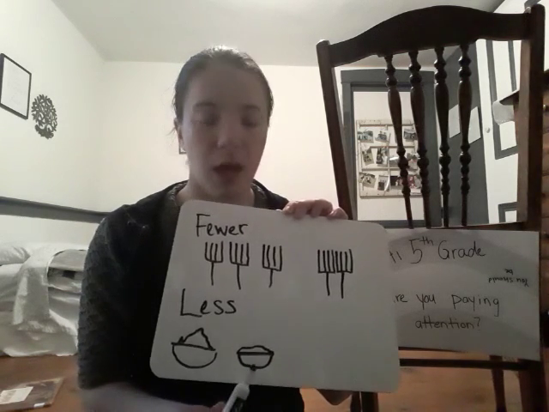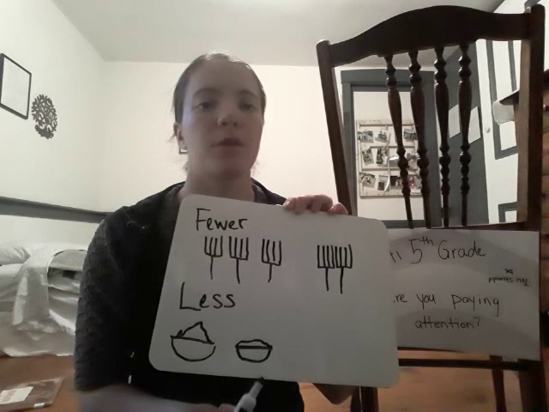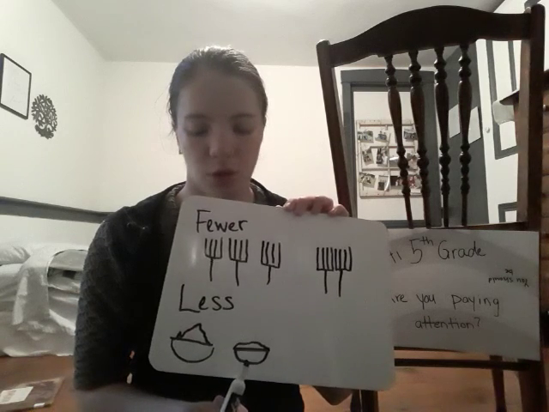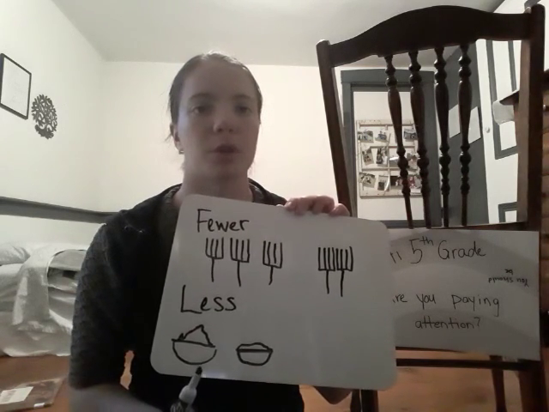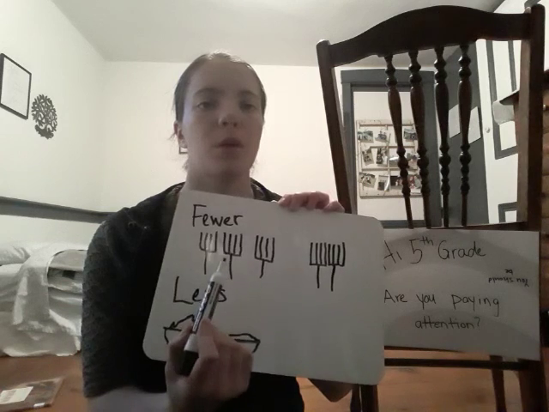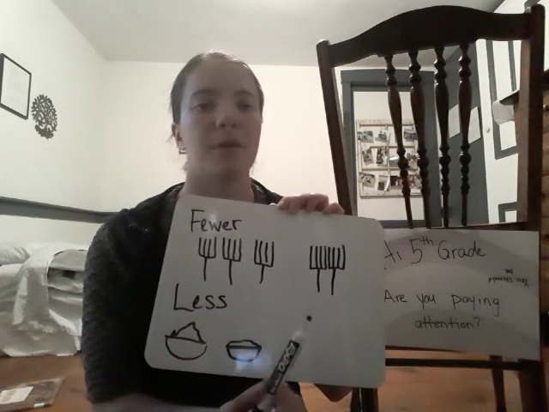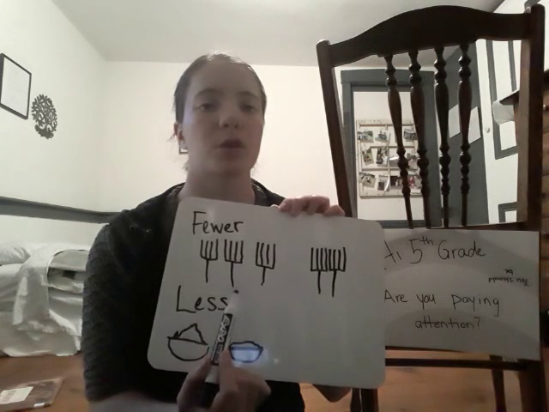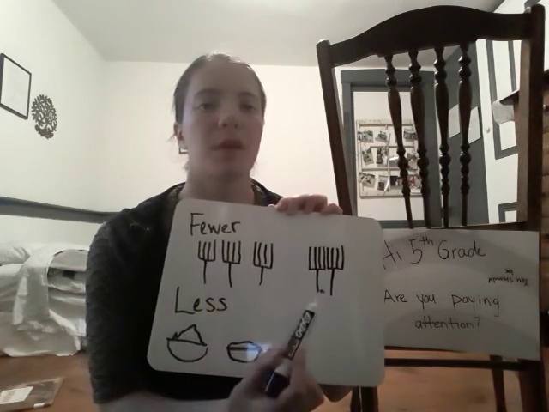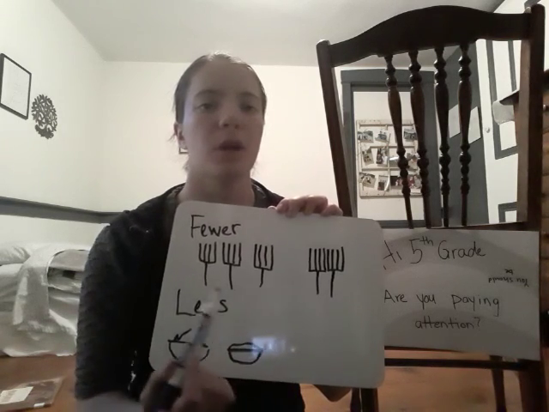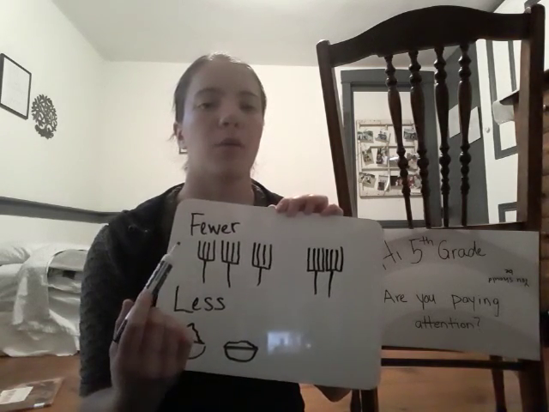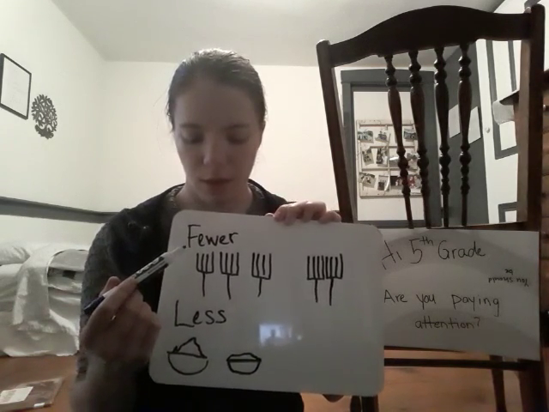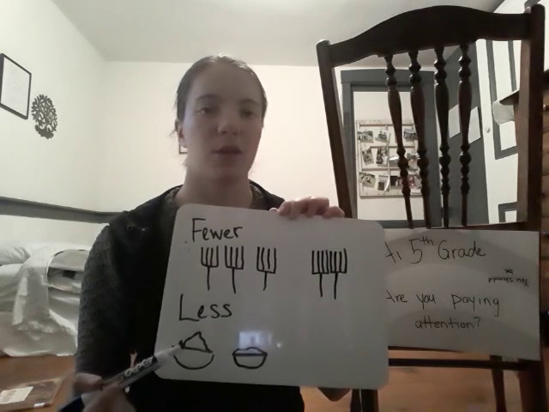Okay? I wouldn't say I have fewer sugar because sugar is not something that we count. It's something we measure. So I have less sugar in the second bowl than in the first bowl. Okay? And up here with the forks, I would not say I have less forks in my second group than in my first group. Okay? Forks are something that I can count. I don't measure forks, I count forks. So we need to use fewer with forks. So again, the saying is fewer forks and less sugar.